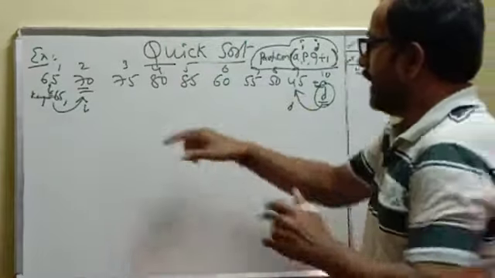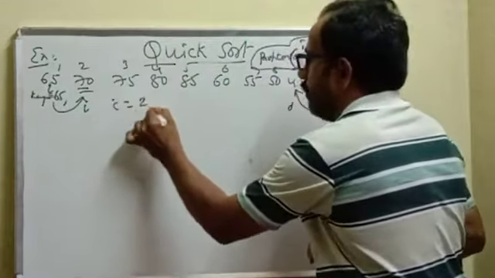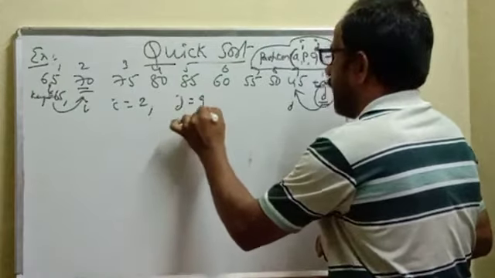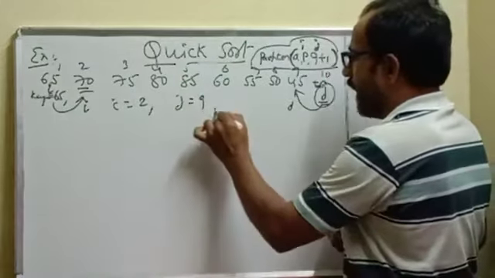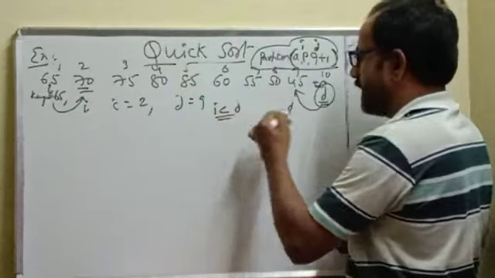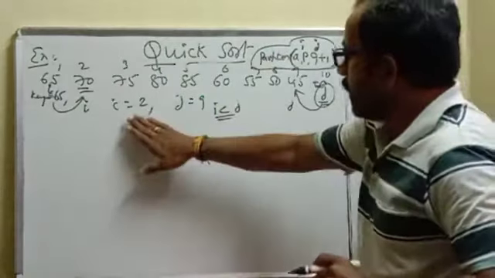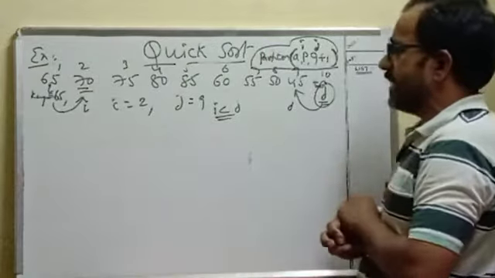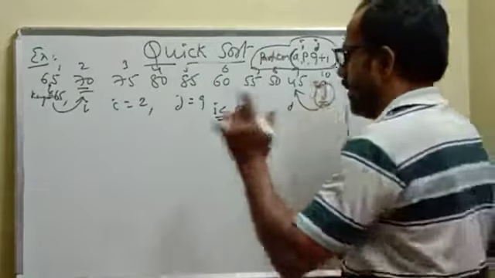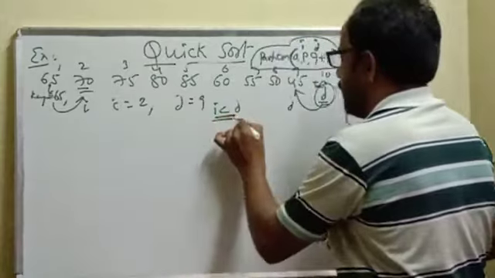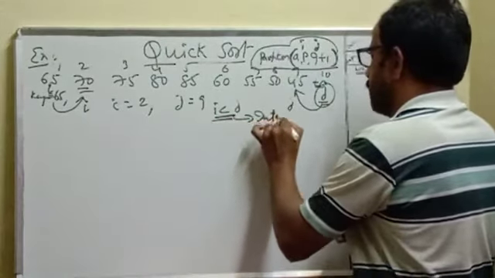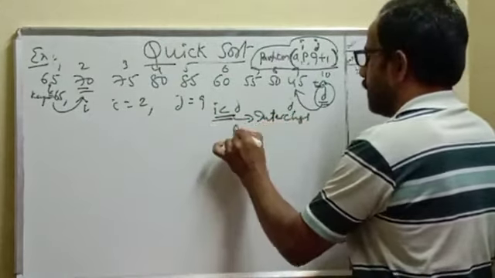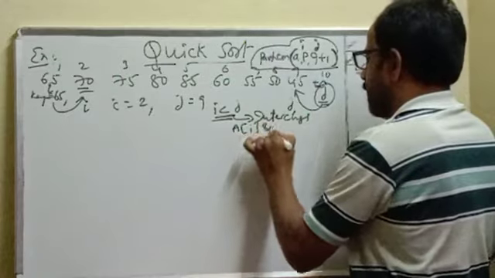So what is the i value? i equals 2, means index number 2, and j equals 9. If i is less than j, as I have already explained, greater elements are still there on the left side part and smaller elements on the right side part. Immediately perform an interchange. If i is less than j, interchange A of i and A of j.